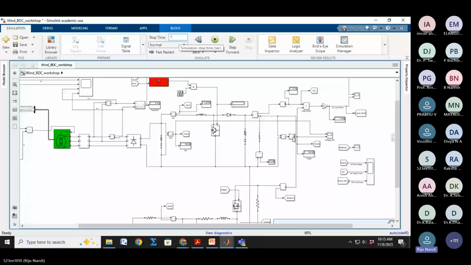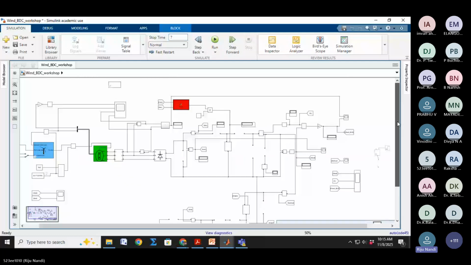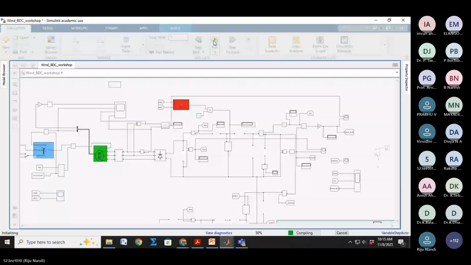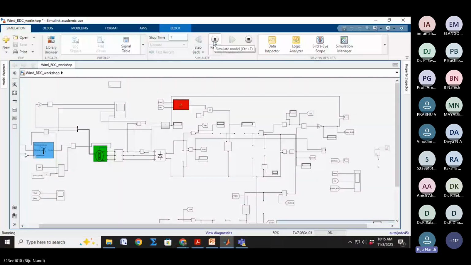After running, you can see. It takes some time, because for the simulation it takes 2-3 minutes. You can see that time is 0.004. It goes further up to 7 seconds. So wait for some time, 2 minutes, 3 minutes.